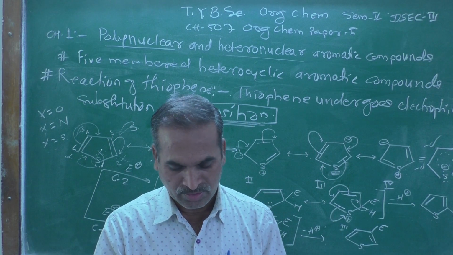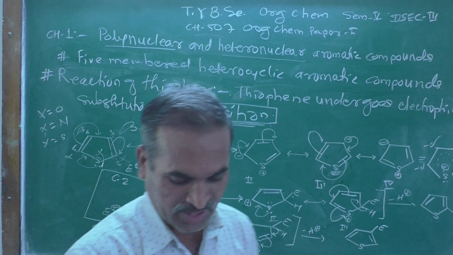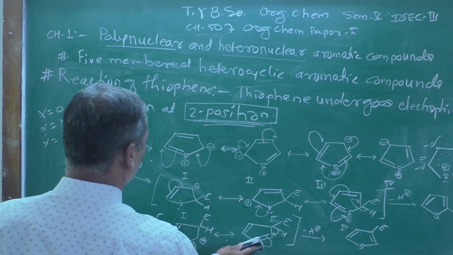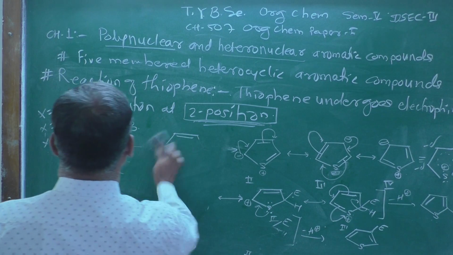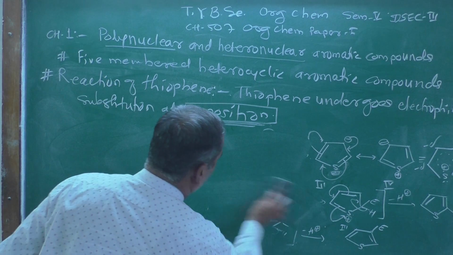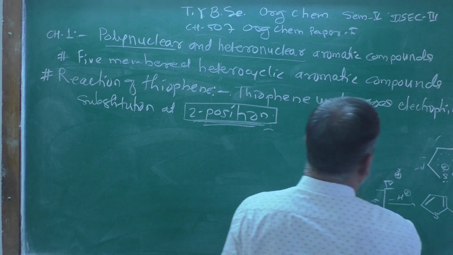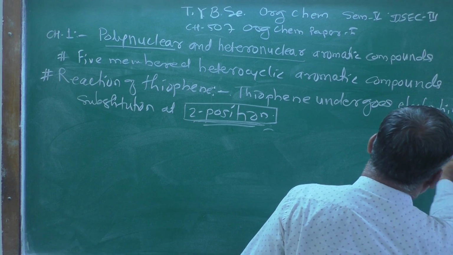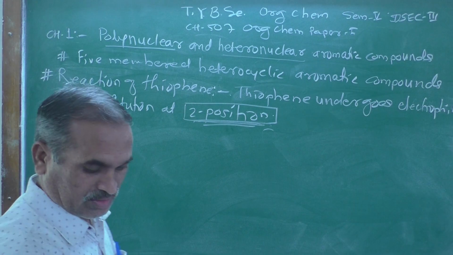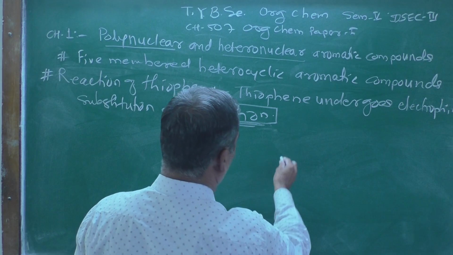And by showing an energy profile diagram, we can explain why this electrophilic substitution reaction takes place at the 2 position. Let us see that also. Why does the electrophilic substitution reaction favor C2? Let us see here. Now with the energy profile diagram, we will explain this.